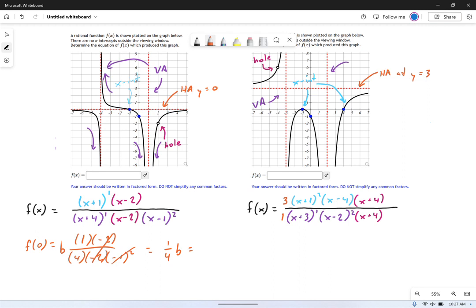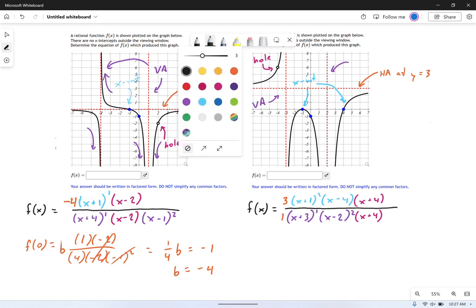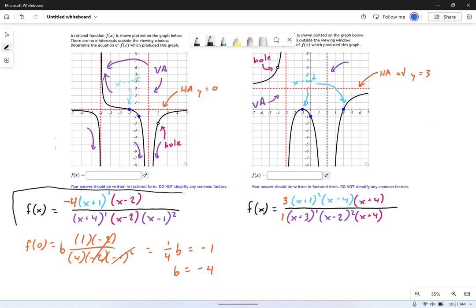b is not a variable, it's just a number. But that has to be equal to -1. So a little algebra tells me that b, therefore, must be -4. So I put a multiplier of -4 in front of this function. The whole point of that was so that I get the proper y-intercept. And these are your answers. These are the completed forms of the functions.